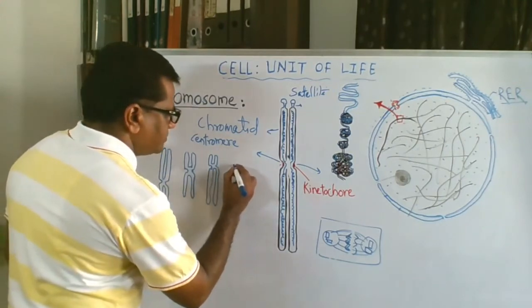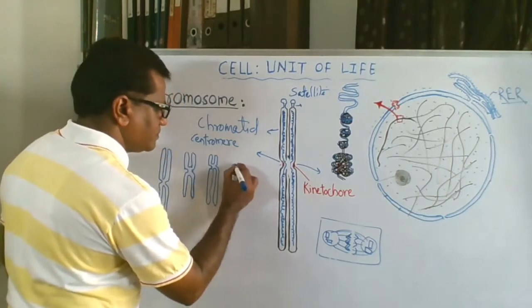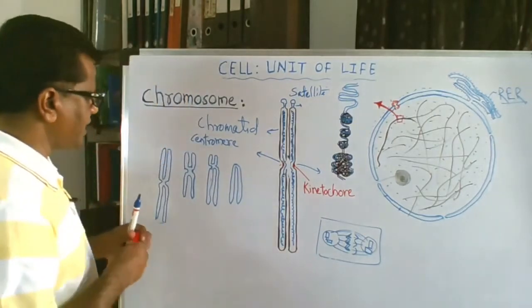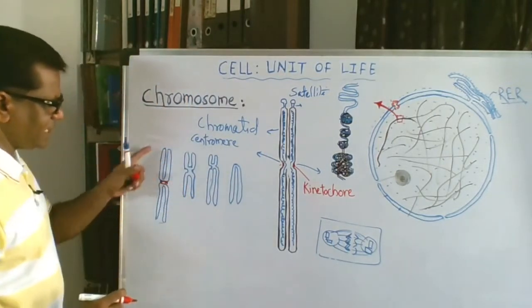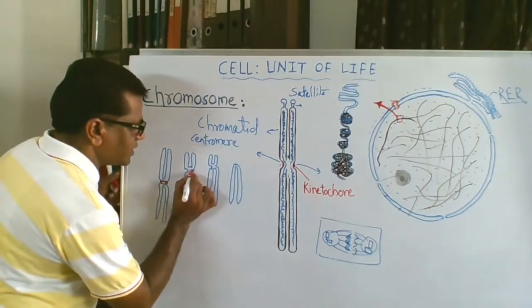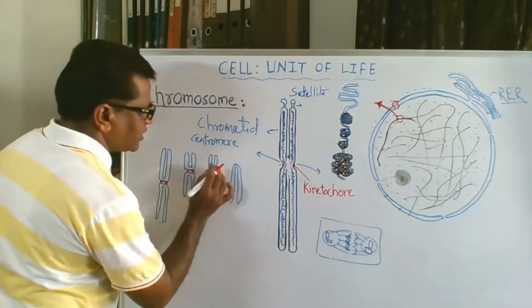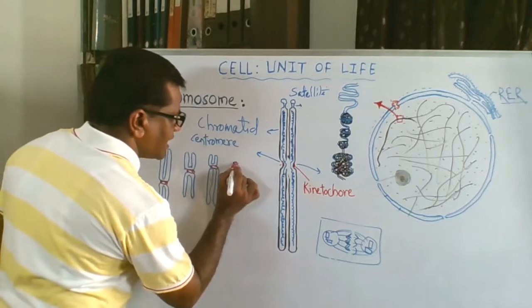And one more, like this. Now I would show the centromere with red color. So here the centromere is present at the center, exactly at the center. Here it is slightly towards one side. Here it is exactly near one of the ends, and here it is at the end.